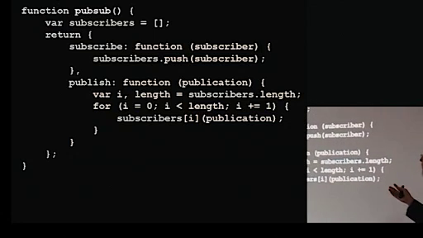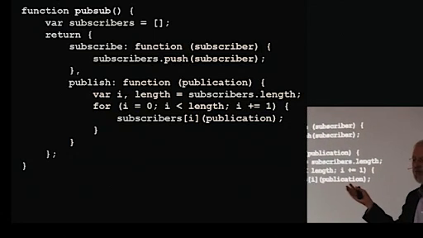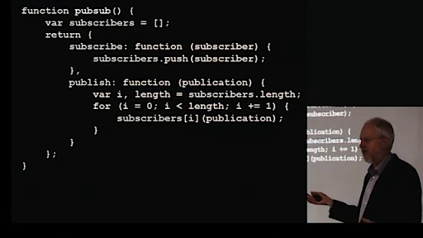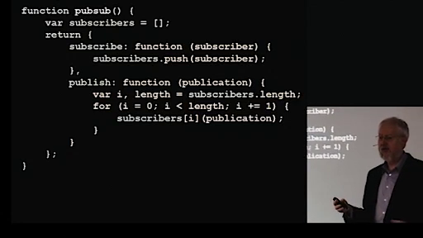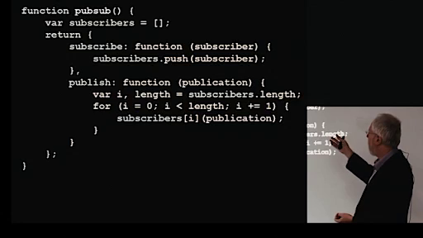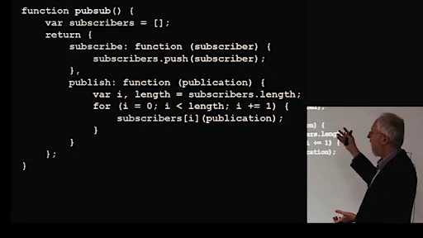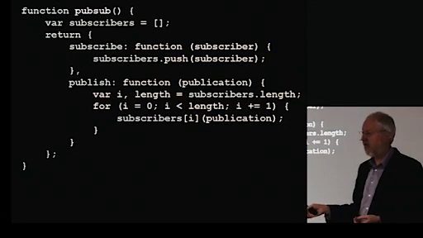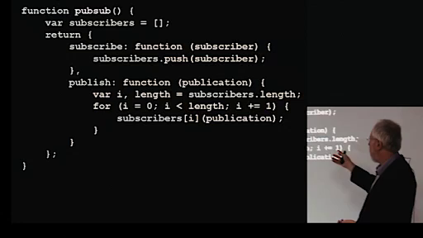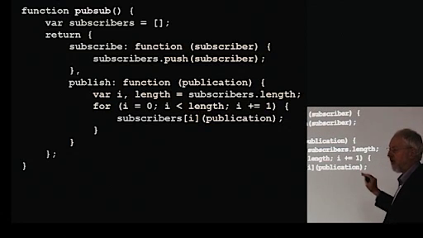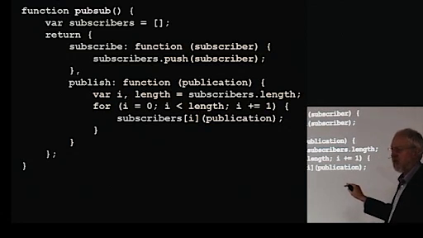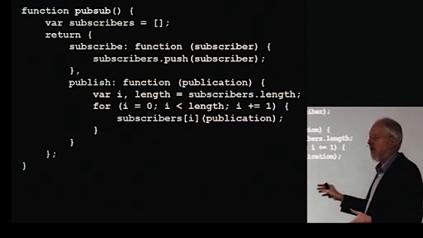We've got a pubsub constructor. It has an array of subscribers where it's going to keep the list of subscribers. It will return an object containing two methods. First, the subscribe method will receive a subscriber and push it onto the subscribers list. And the publish method will loop through all of the subscribers and call each one and give them the message. Okay? So it looks pretty straightforward.